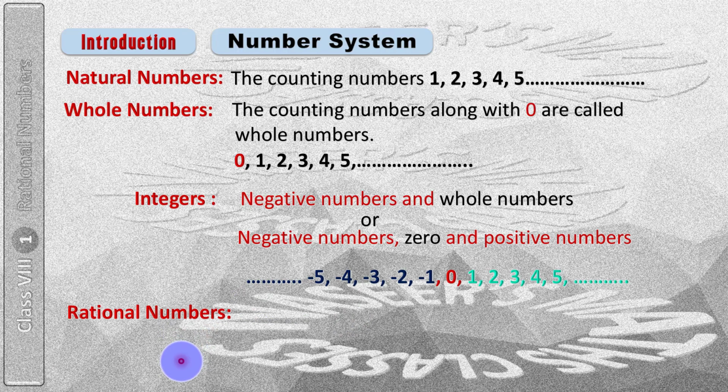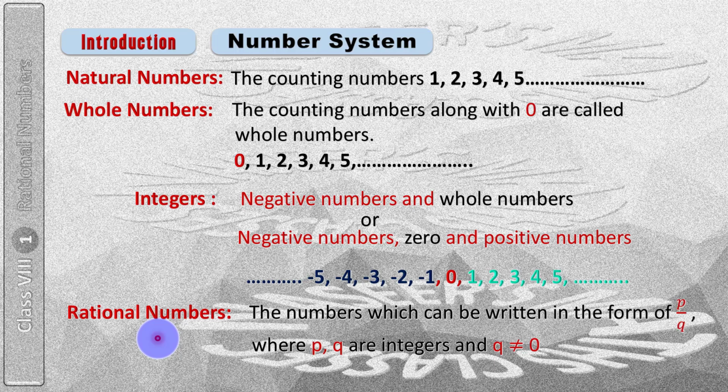And rational numbers. This is the number set which we are learning in class 8 chapter 1. The definition states that the numbers which can be written in the form of p by q, where p, q are integers and the condition is that q should not equal 0. Here q is in the denominator, so the denominator should not be equal to 0. Such numbers are called rational numbers.